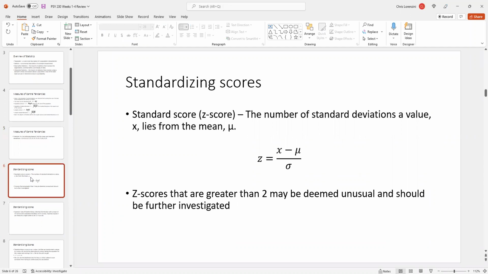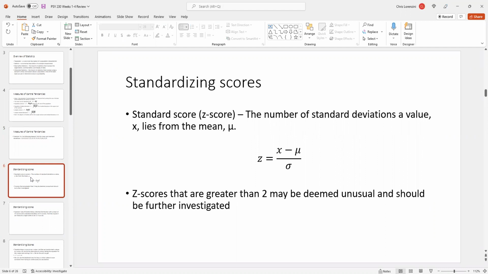All right, standardizing scores. As y'all have seen in week 3 and week 4, we started talking about standardizing scores and we computed the z-score. What the z-score really represents is how many standard deviations away a specific value in a data set falls from the mean of that data set.